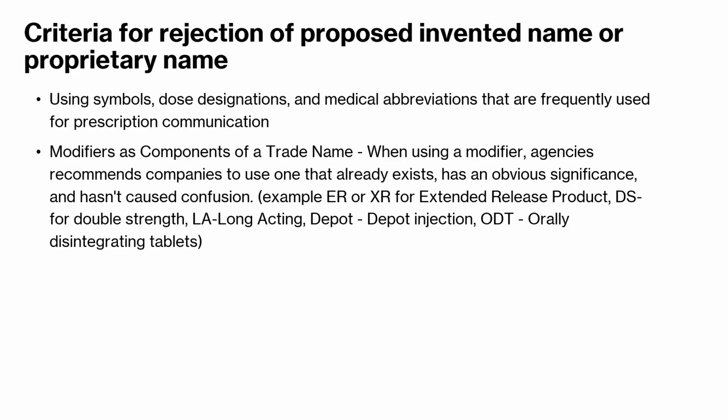Regarding modifiers as a component of the trade name, there are certain modifiers that are already accepted. For example, ER or XR for the extended release product, DS for the double strength, LA for the long acting drug, or depot for the depot injection, and ODT for oral disintegrating tablet. Such well-known modifiers are accepted, or else if they are not well known, they are discouraged by the agency.